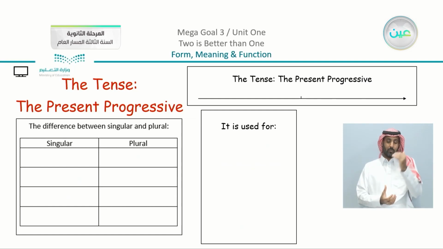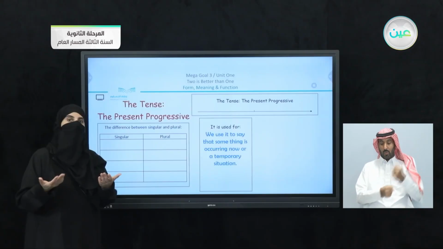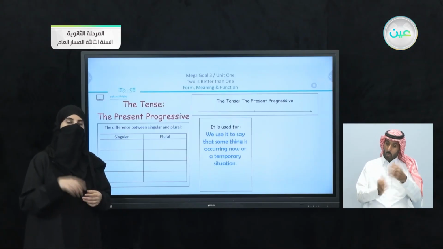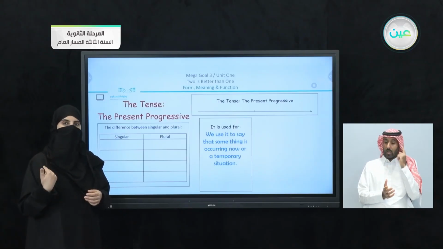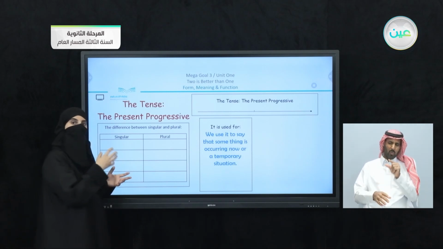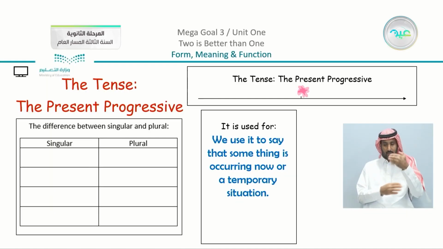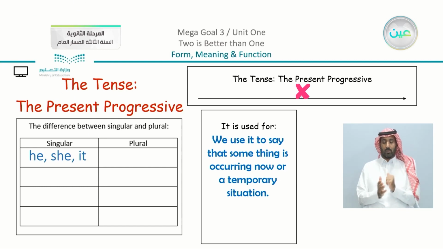Moving on to the present progressive, which is actually a familiar structure that we use all the time. We use it to say that something is occurring now. I am giving you the lesson. You are listening to me. Or a temporary situation: I am teaching English this semester. Of course, it is something that is happening at the current time.